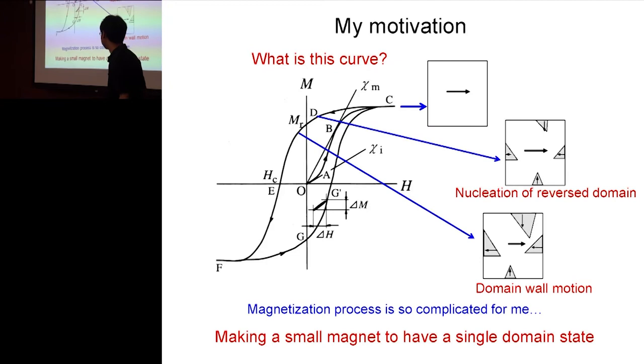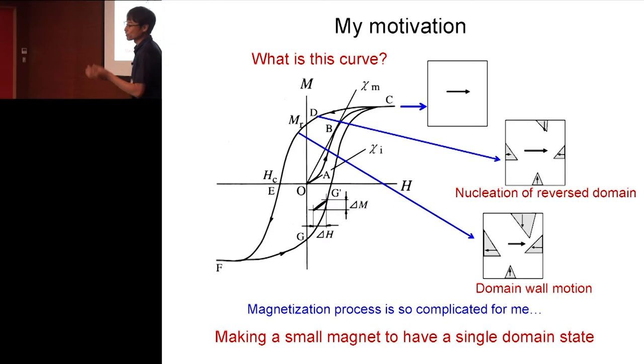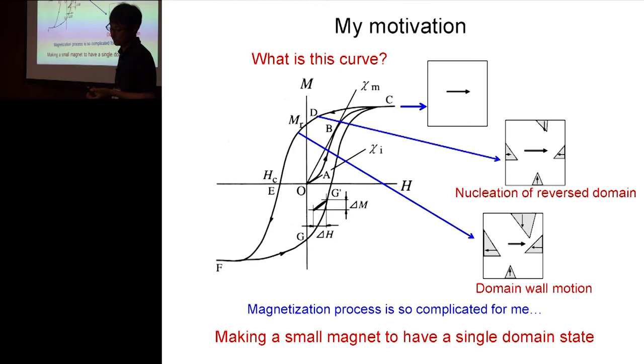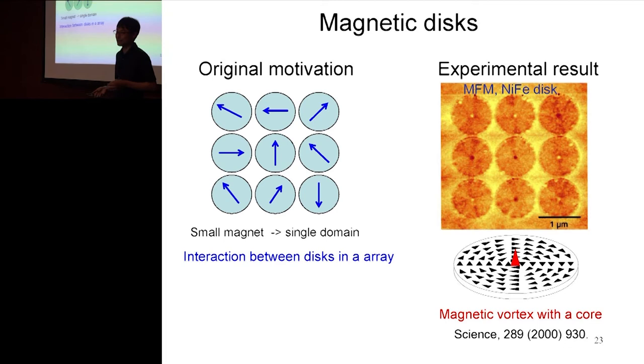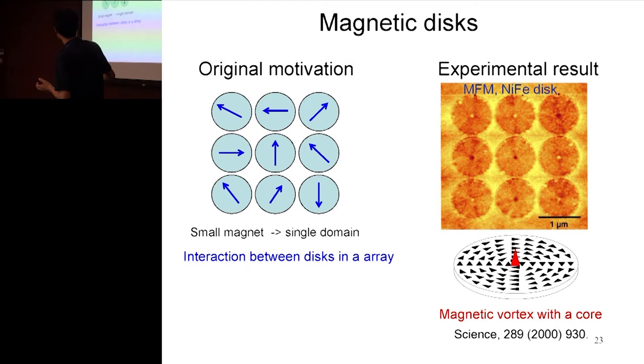I want to make a very small magnet by using microfabrication technique to have a single domain state. So this is the original motivation. By making a small magnet, maybe you can have a single domain. And the original idea is to investigate the interaction between these disks.